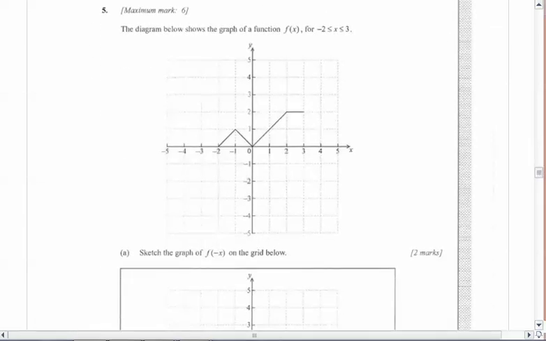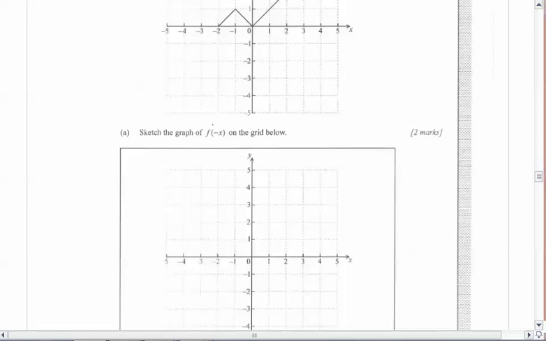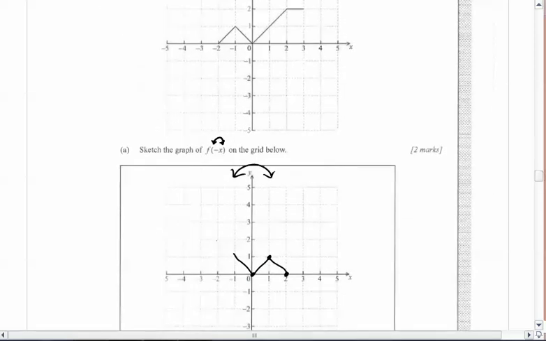Transformation question. f of negative x means that I change all the x coordinates from positive to negative. It's a reflection over the y-axis. So I'm going to take that negative 2 and make it positive. 0 stays the same. Because I'm going to take this whole shape from the original one and just flip it across the y-axis. Goes up 2 spots, and over like this. And it stops there.